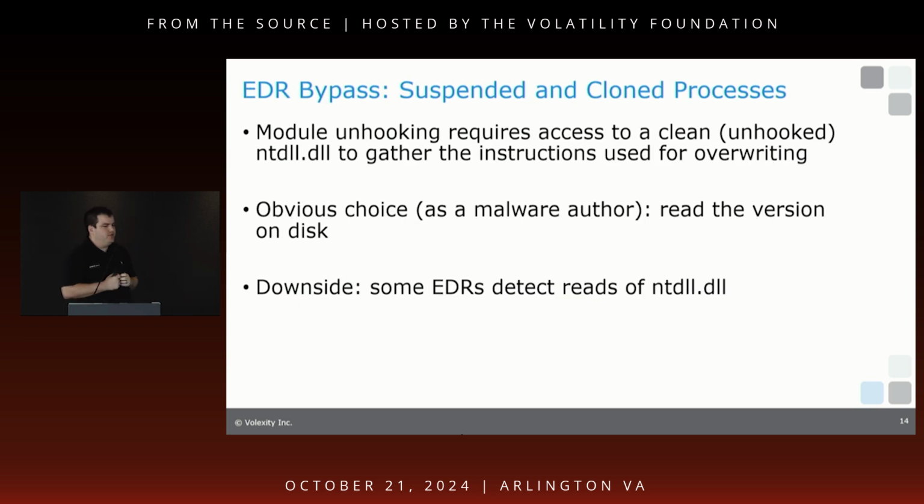So the next thing we wanted to look at were suspended and cloned processes. The idea here is for the previous technique to work, the unhooking, kind of V1 of that, what malware was doing originally was just going to disk and reading NTDLL. They need a clean copy of all of those system calls. They're going to want to overwrite the original implementations, so why not just go read it from disk?